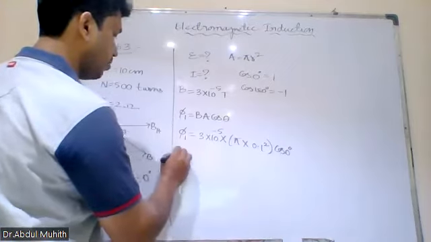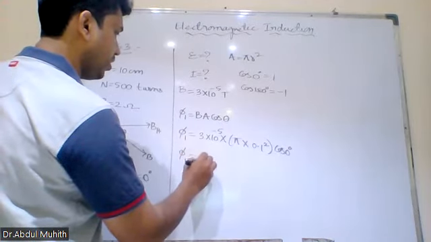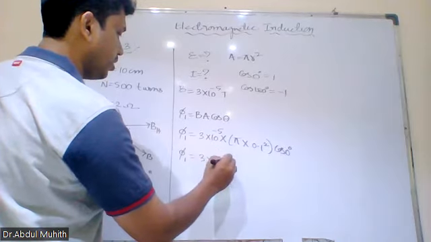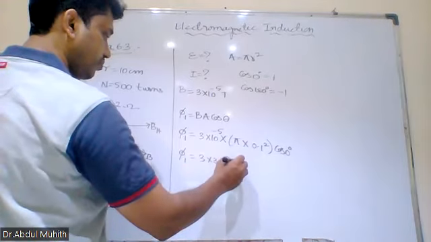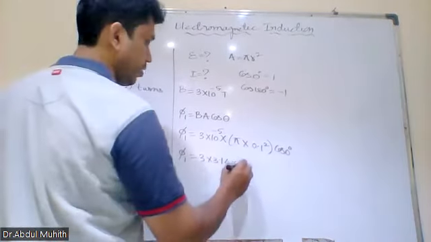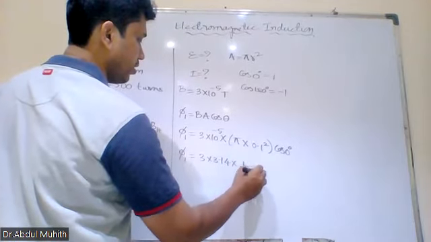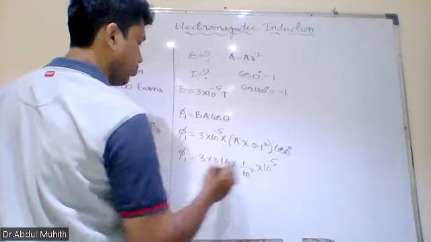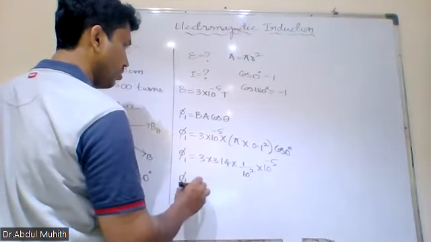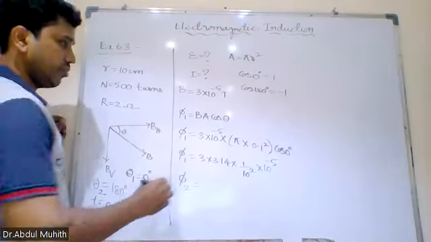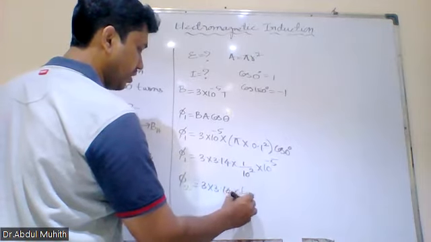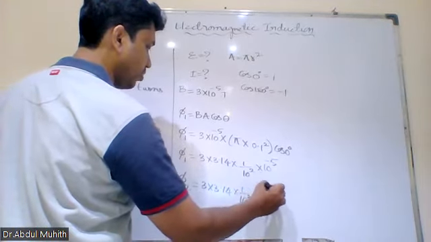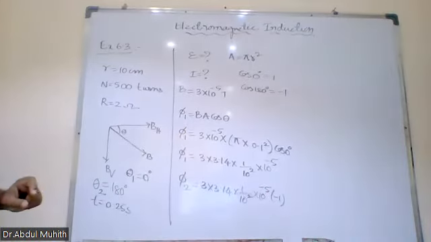Now we'll simplify this. That becomes 3 into 3.14 into 0.1 into 0.1, which is 1 by 10 square, into 10 to the power of minus 5 into 1. And phi 2, the second flux, is the same value, 3 into 3.14 into 1 by 100 into 10 to the power of minus 5, into minus 1, because cos 180 is minus 1.